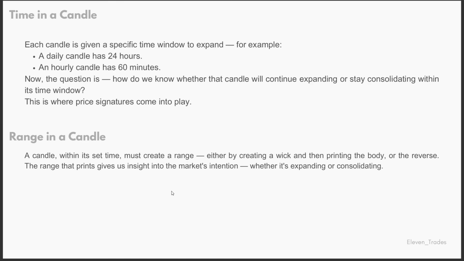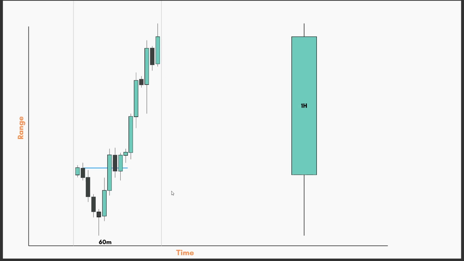Now, range within a candle. Within the specific time, the candle has to print that range to create the body or wick of the candle. For example, an hourly candle, within the 60 minutes, has to create its range, whether it's printing wicks or bodies, it is expanding or consolidating. Now in this schematic, you can see on the left side we have range. On TradingView, it will be on the right side. And on the downside, we have time. So for an hourly or daily or whatever candle to expand, it has to consume time.